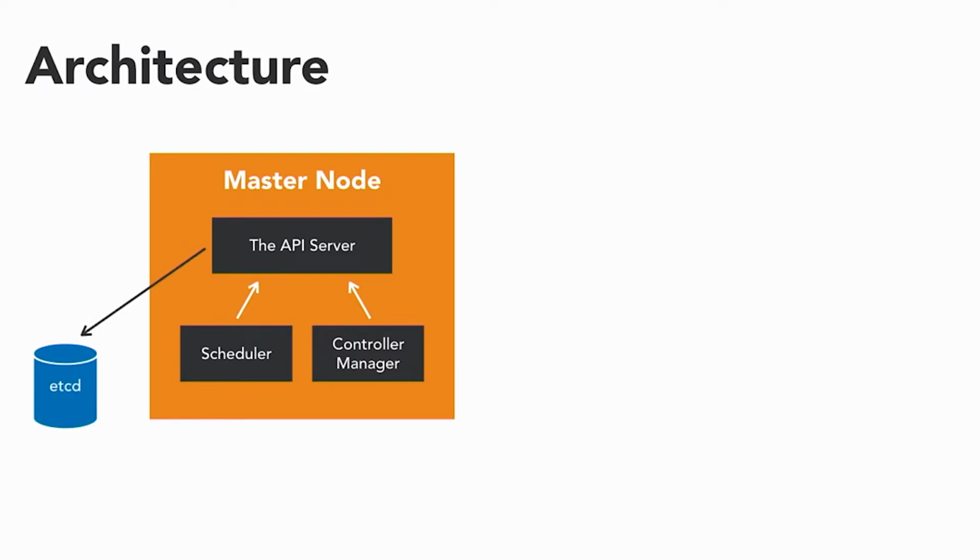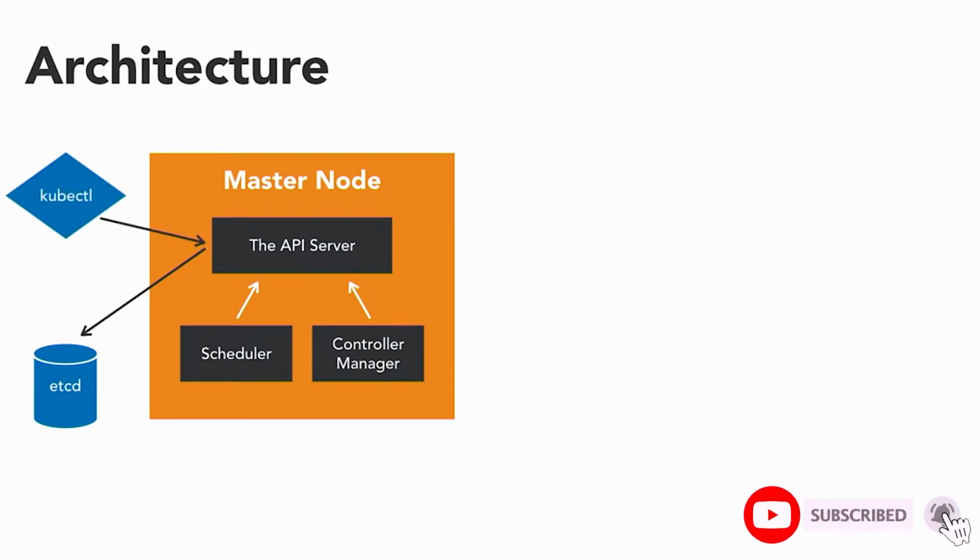Finally, there's etcd, which is a simple distributed key value store. Kubernetes uses etcd as its database and stores all cluster data here. Some of the information that might be stored is job scheduling info, pod details, state information, etc. And that's the master node.